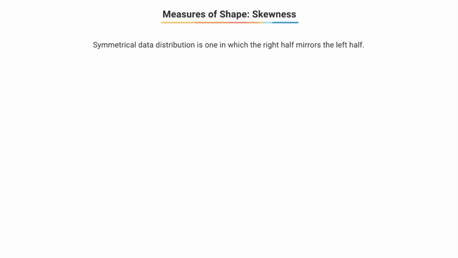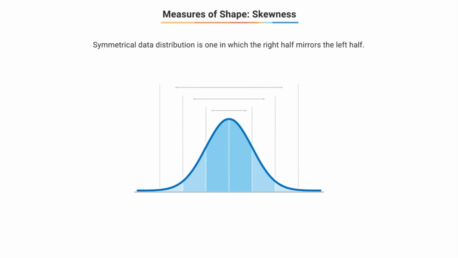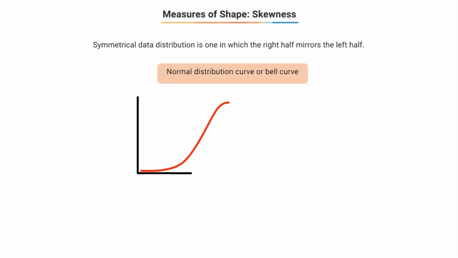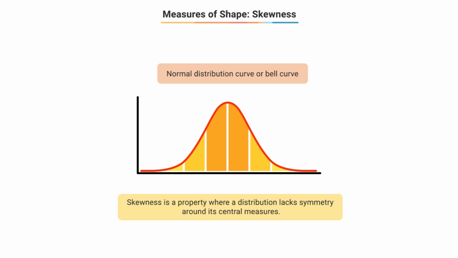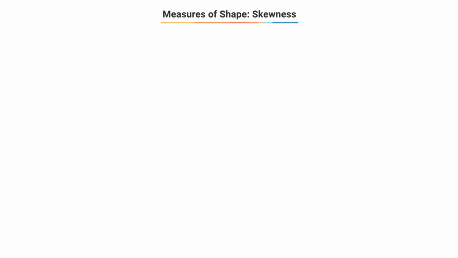A distribution of data in which the right half is the mirror image of the left half is said to be symmetrical. One example of a symmetrical distribution is the normal distribution or bell curve. Here, skewness is a property where the distribution is asymmetric or lacks symmetry around its central measure, like mean or median. Skewness measures the extent to which the data values are not symmetrical around the mean.